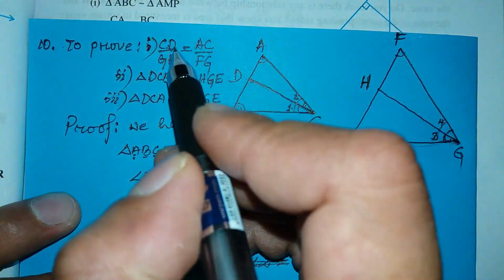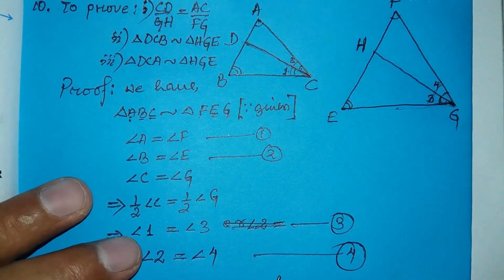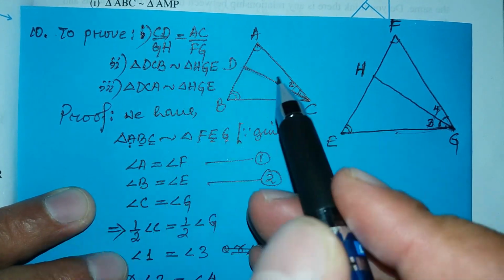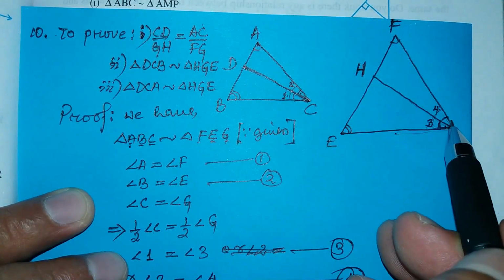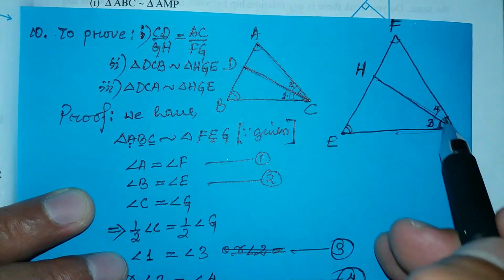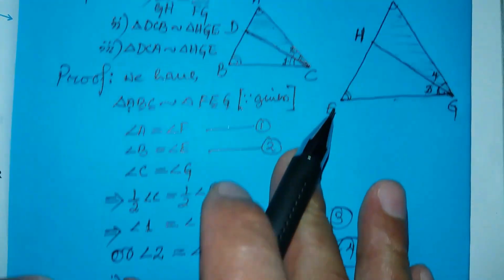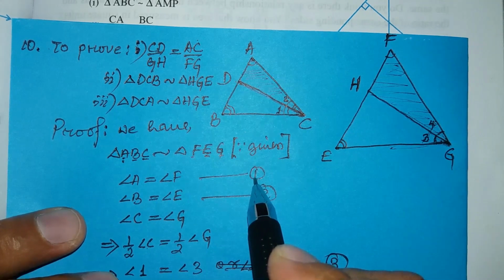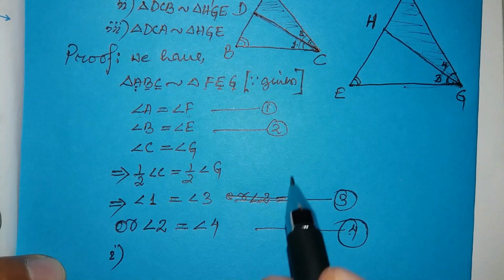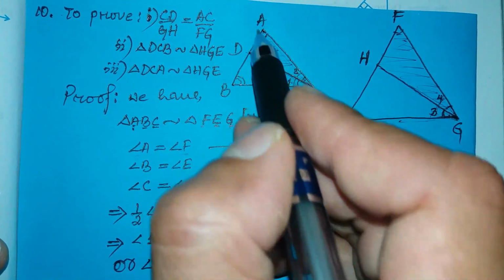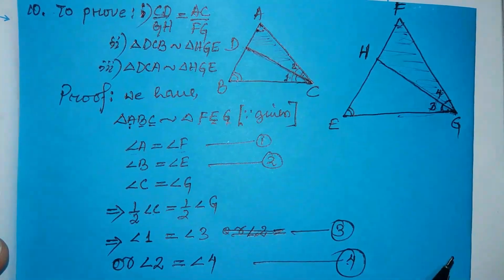Now what we have to prove first is that CD by GH is equal to AC by FG. So here let's try to prove that one. Now to prove that, let's see where this CD and GH are. CD by GH is equal to AC by FG. So that means we have to consider these two triangles. Now let's see whether we can prove that these two triangles are similar or not. Now from equation 1 we have angle A is equal to angle F, and again from equation 4 we have angle 2 is equal to angle 4. So that means two angles of this triangle are equal to two angles of this triangle. So therefore by AA similarity these two triangles are similar.